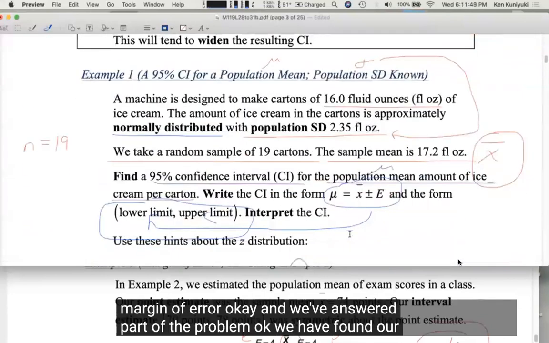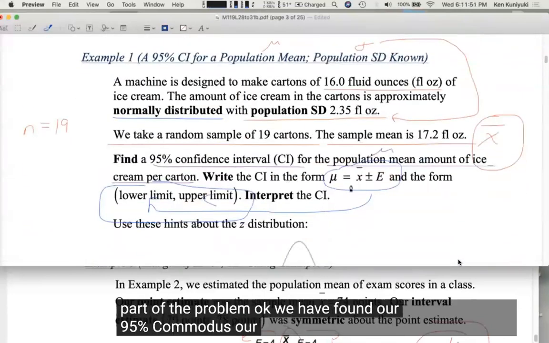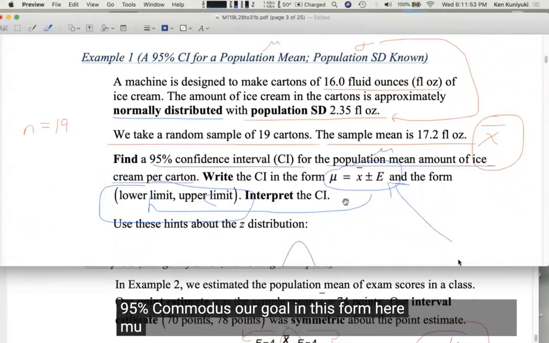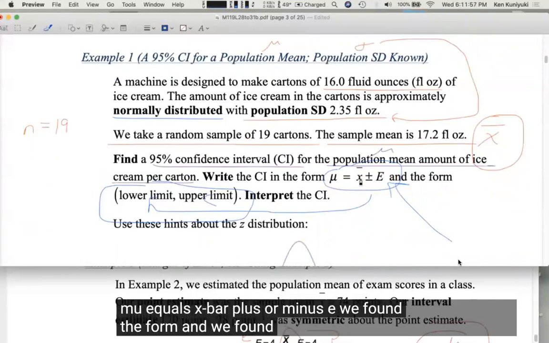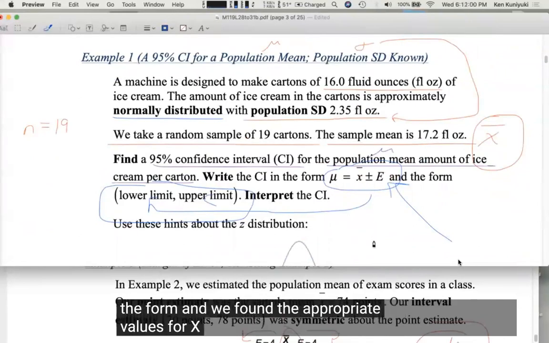We have found our 95% confidence interval in this form here. Mu equals x bar plus or minus e. We found the form and we found the appropriate values for x bar and e.